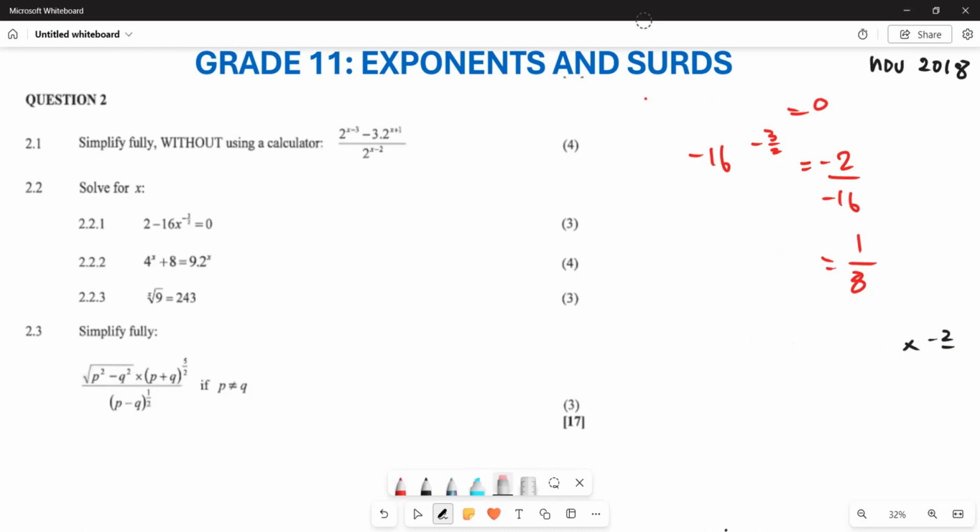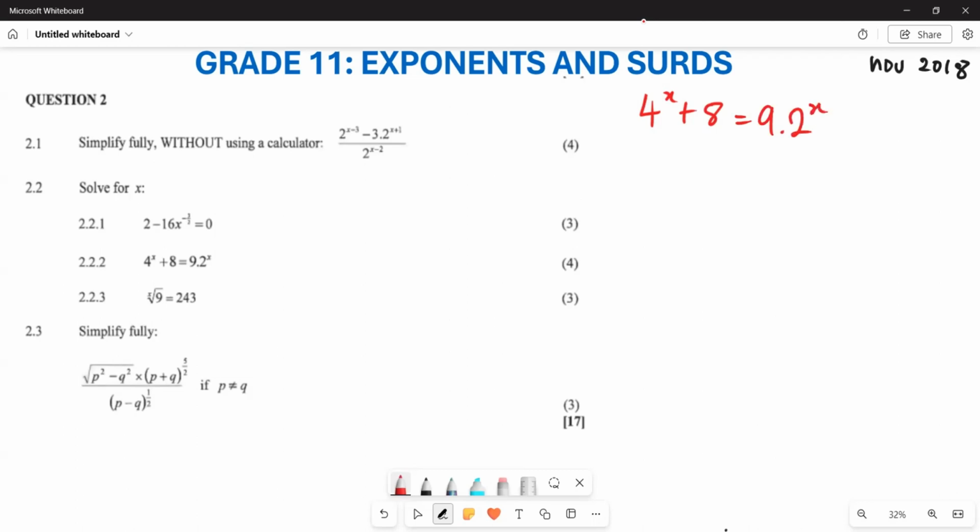Now let's say I do the second one. What is it that you're going to do in the second one? Now this one, you are given 4 to the power of x plus 8 is equal to 9 multiplied by 2 to the power of x.